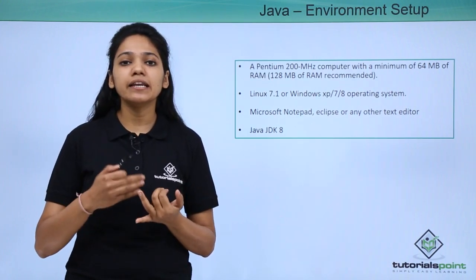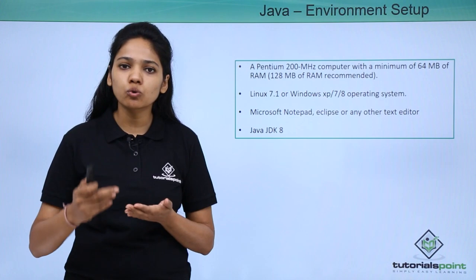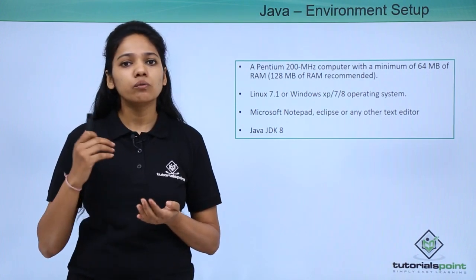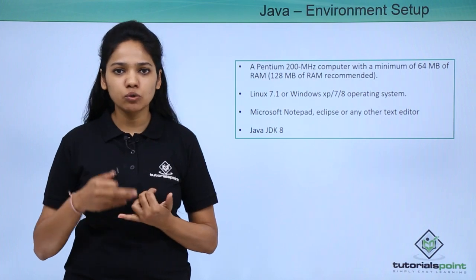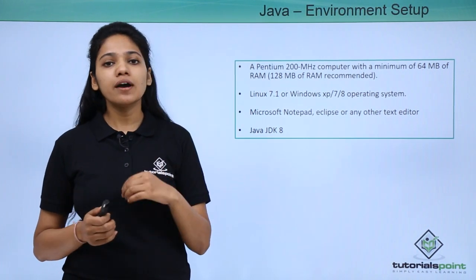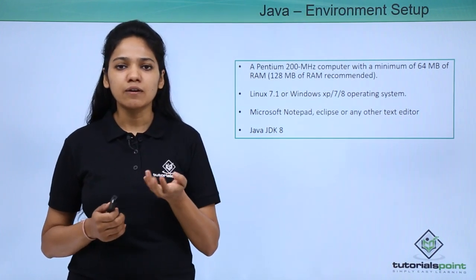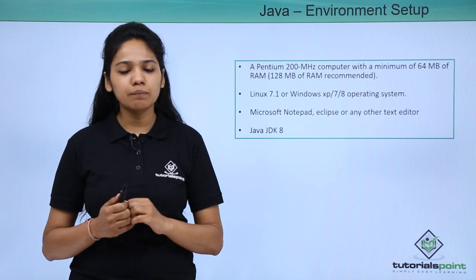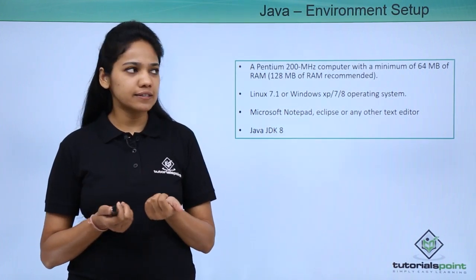Then you need a text editor where you can actually write your source code, which is your Java program, which then needs to be compiled. The code that you write is in a human-readable language. So you need an editor, which may be Notepad, or you have tools available like Eclipse or any other text editor. We also have a coding ground available, where you can just go write the program and execute it.